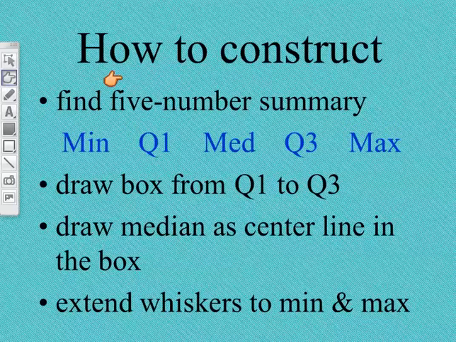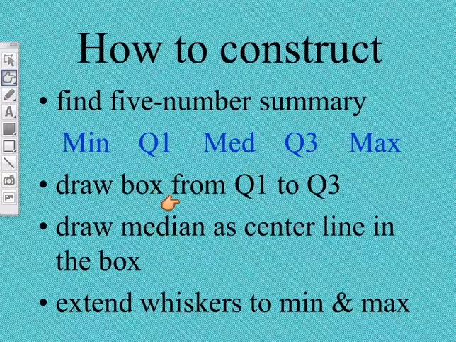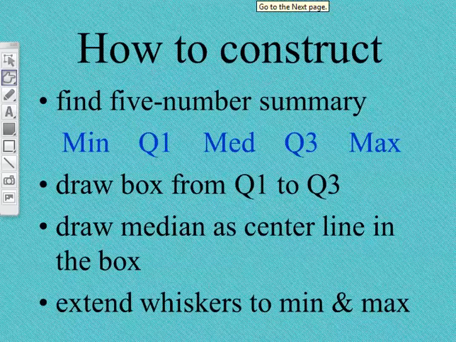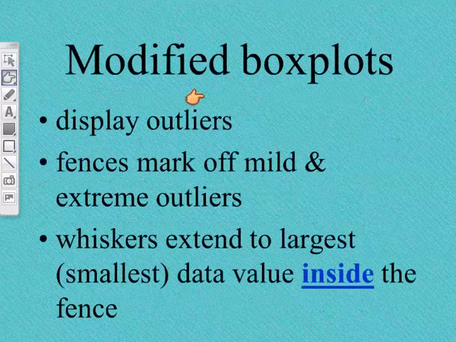How to construct it. You find the 5-number summary: the minimum, the Q1, the median, the Q3, and the max. You draw a box from Q1 to Q3. You draw the median as a center line in the box. You extend whiskers to the min and the max. Seems pretty easy, and you probably have been taught how to do this a couple different times, okay?